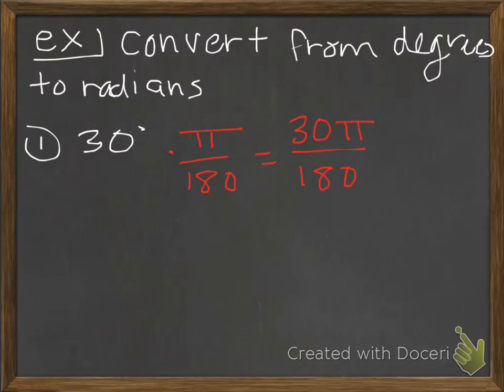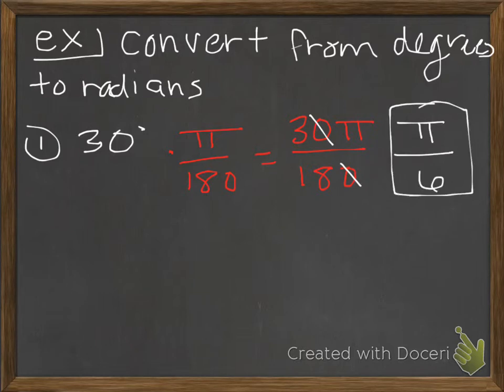And for sake of converting or reducing, I can say that these zeros are going to cancel out. So now I'm at 3 over 18. Divide those both by 3. And now I'm at pi over 6. So 30 degrees is pi over 6 in radians.